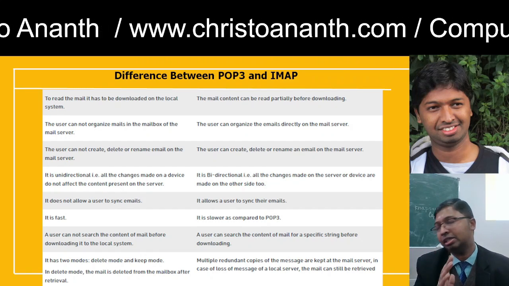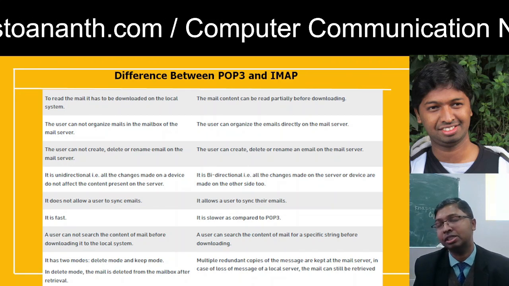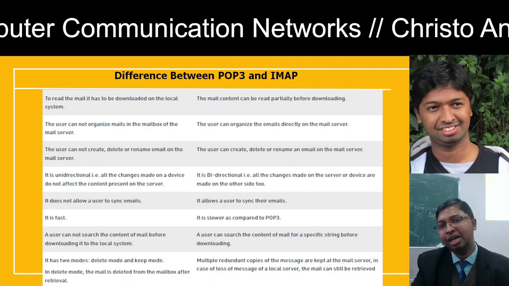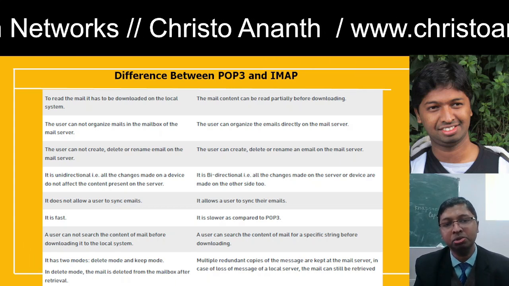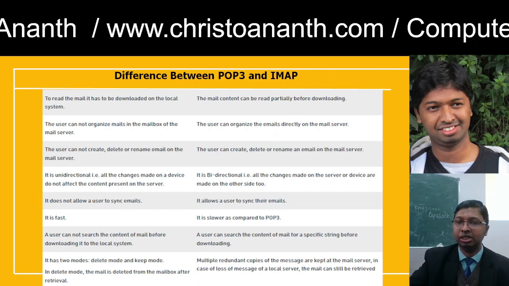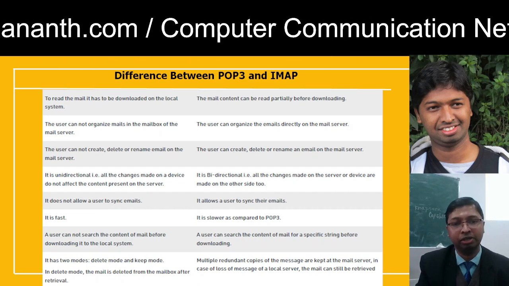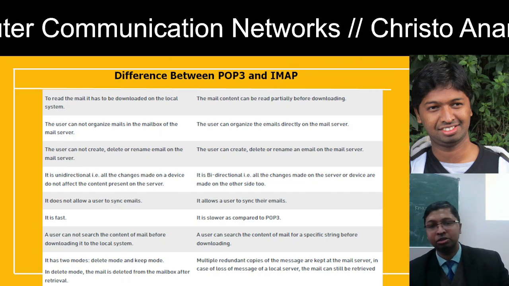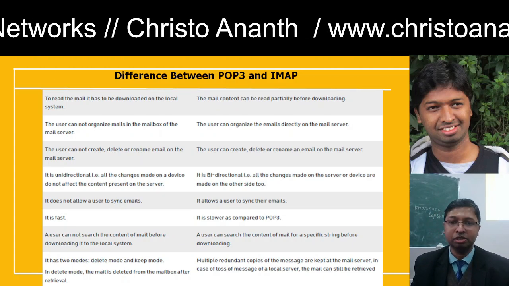And IMAP can actually sync the emails, because it offers the synchronization advantage. POP is fast, but IMAP is slow. With POP, a user cannot search the content of an email before downloading it, but here they can search for a specific string before downloading the email. Here we will have two modes, delete mode and keep mode, the storage mode. Here the user can search the content of an email for a specific string.